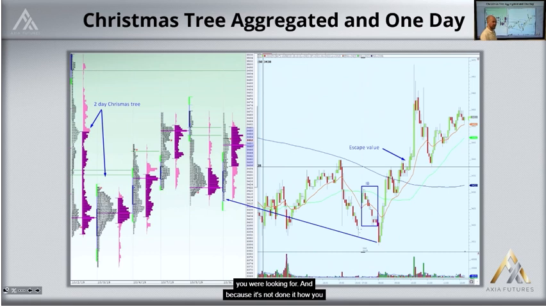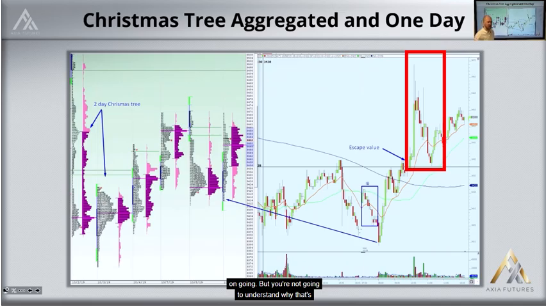And because it's not done it how you expect, you don't understand why, and so therefore you can't make assumptions or draw conclusions about what can happen next, because this is not what you expected to happen anyway. And that's why you should be out of the trade. Of course, there will be a situation where it does go up here and it does keep on going. But you're not going to understand why that's happened anyway, in which case you're better off to be out of a trade, because if you don't know why it's doing something, you're not going to know when to get out of it anyway.